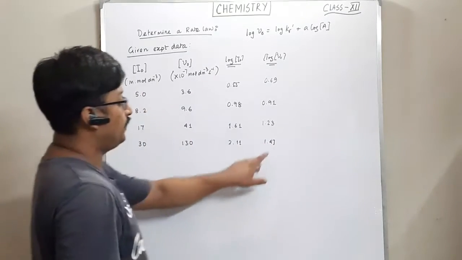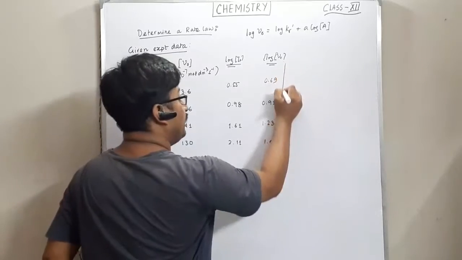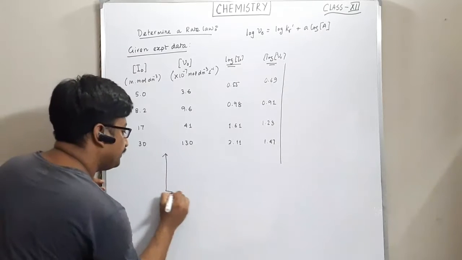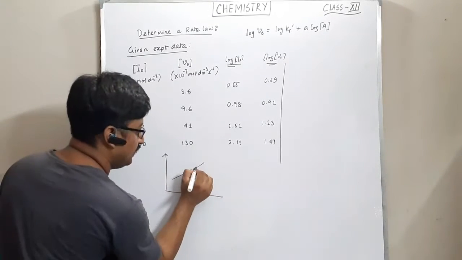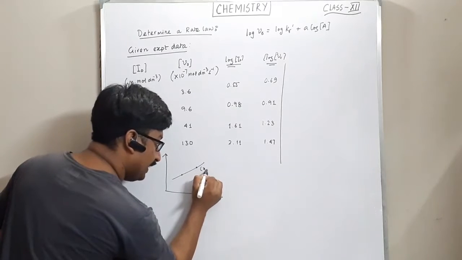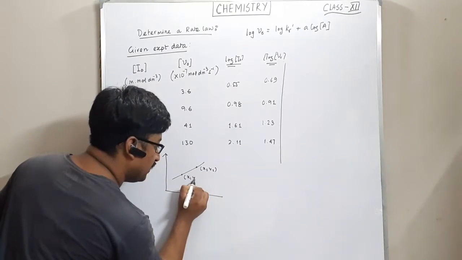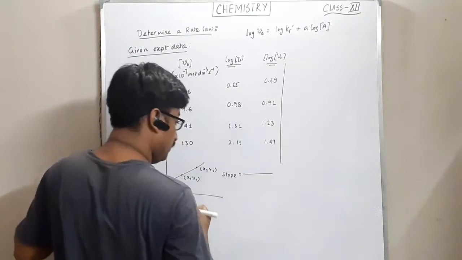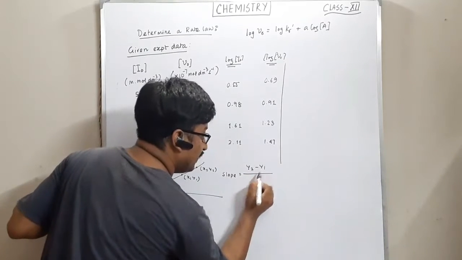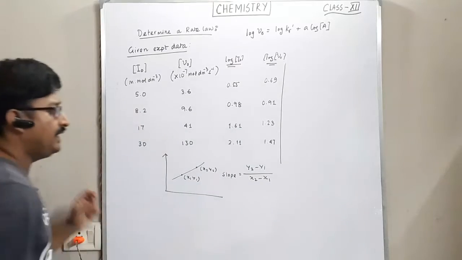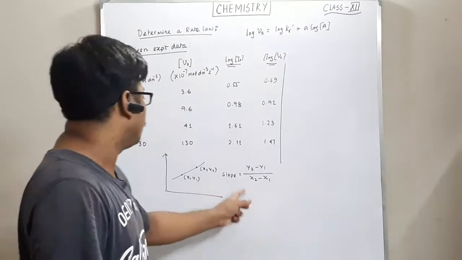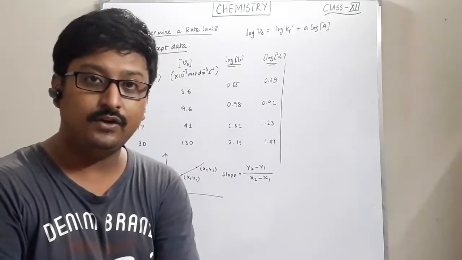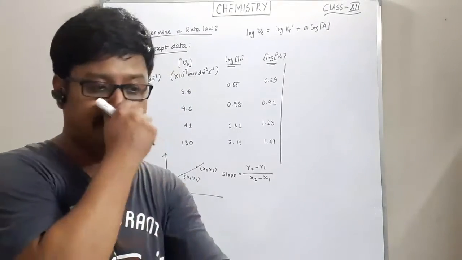Now what do we have to calculate here? We have to calculate the slope of the graph. For any graph, let's say this is your x2, y2, and this is your x1, y1, the slope is given by y2 minus y1 divided by x2 minus x1. This is from mathematics. In this reaction, the slope gives you the order of the reaction, right? So we will just calculate the slope of the graph.